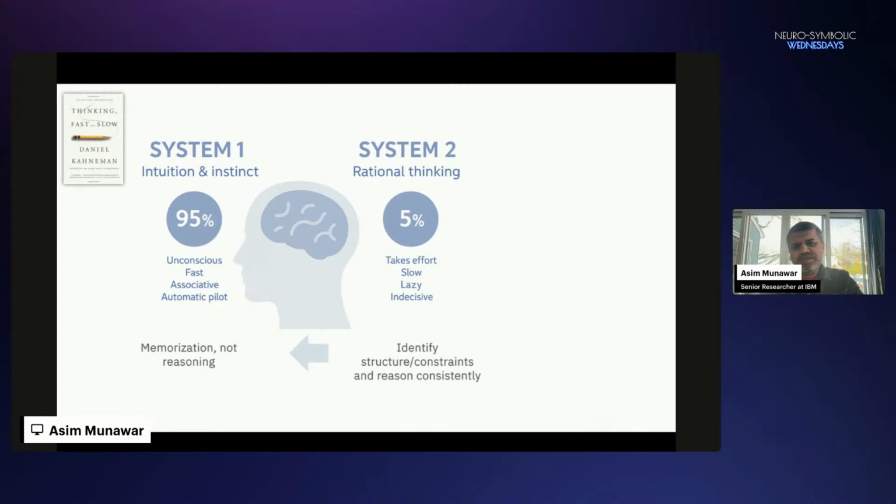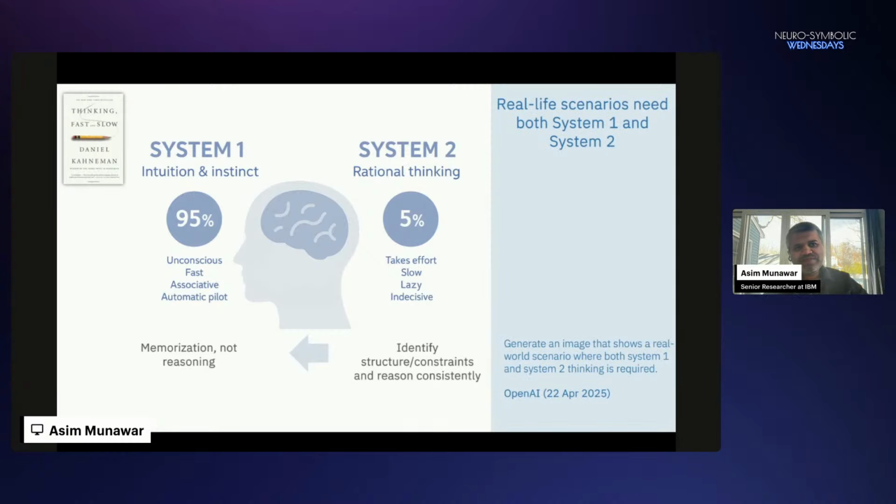So system two is usually a task that is slow. You have to put in intentional effort. There are some constraints that you need to reason about consistently. For example, planning a vacation is clearly a system two task. You need to ask where, who is going, what are the preferences, what is the budget, and so on and so forth, right? In real life, we need both system one and system two tasks.